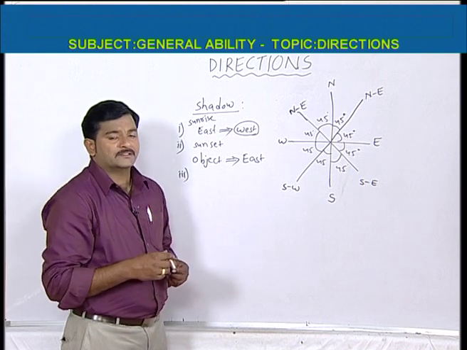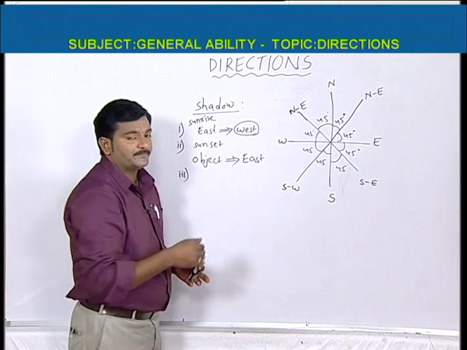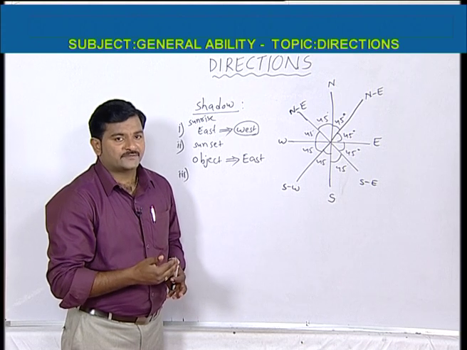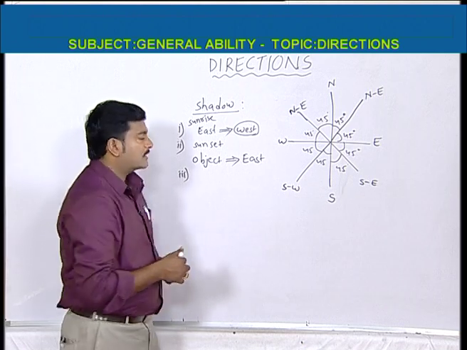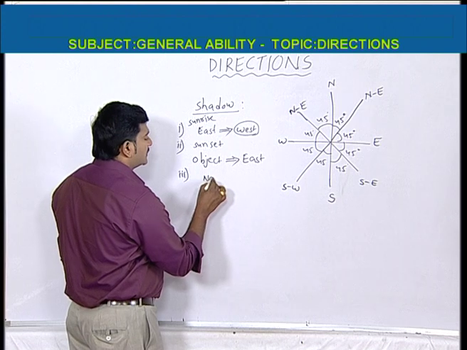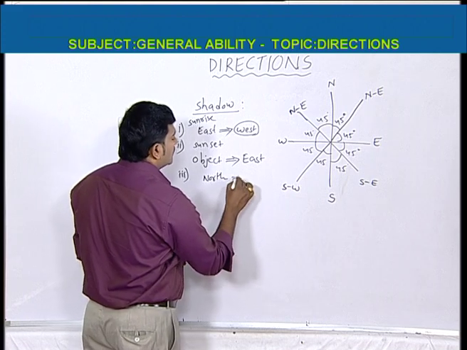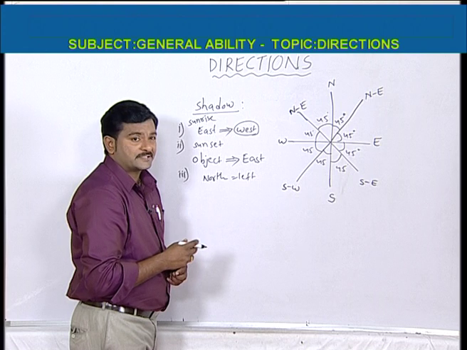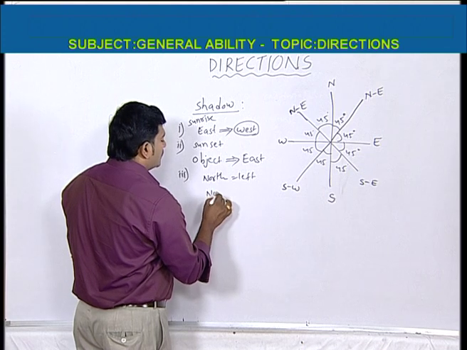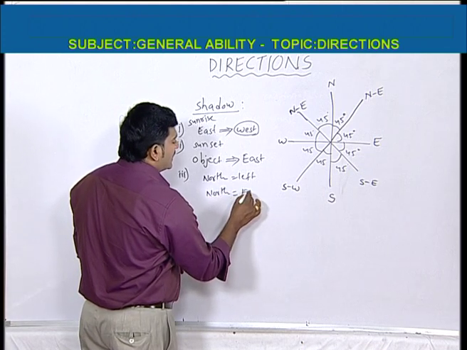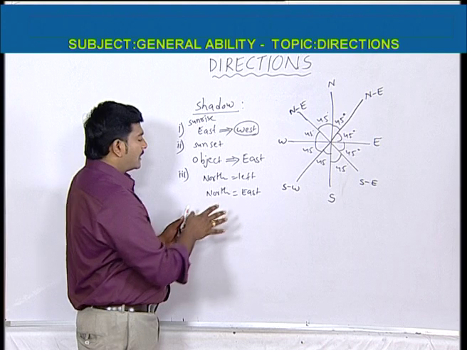And the third point is, for example, at the time of sunrise, think that the person is facing towards north direction, then his shadow will be towards his left. He is facing towards north direction, and his shadow will be always towards left at the sunrise time. And at the time of sunset, if the person is facing towards north direction, then his shadow will be always towards his right. What does it mean? Towards east direction.